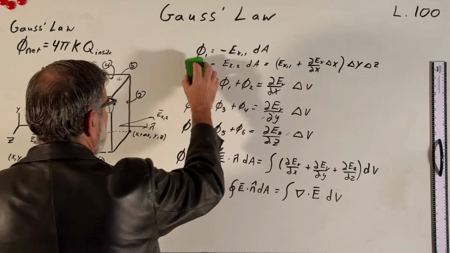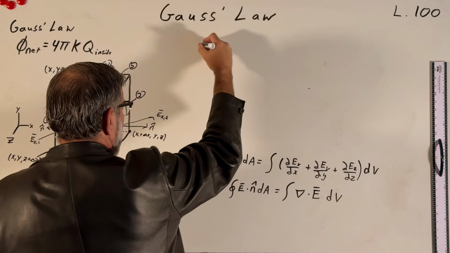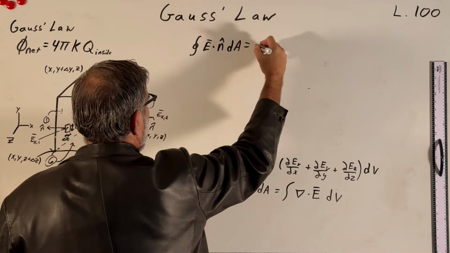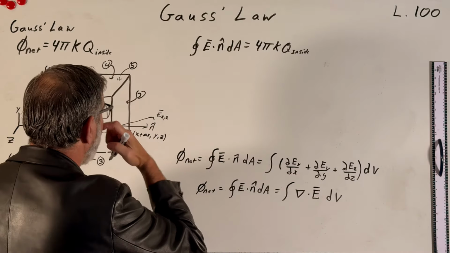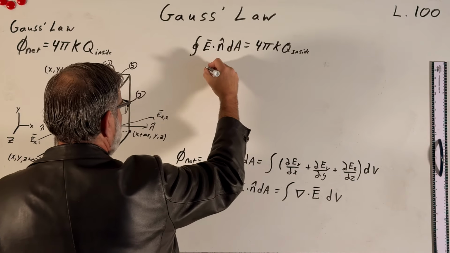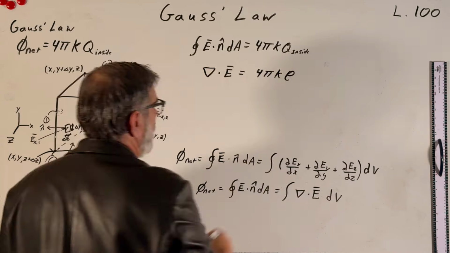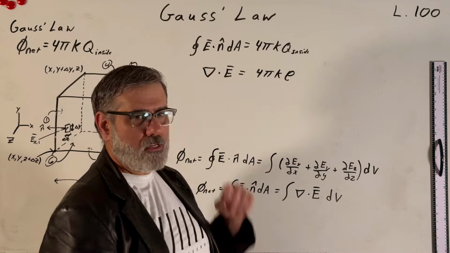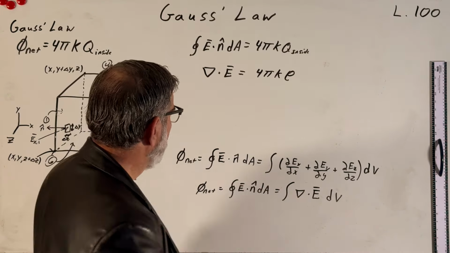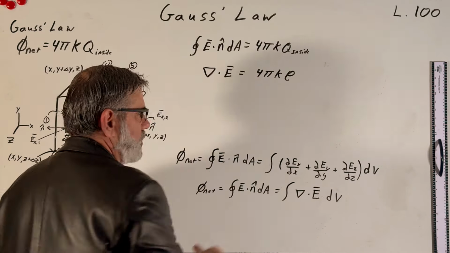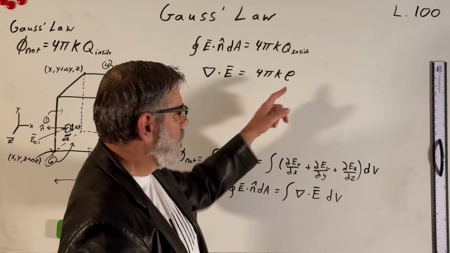So let me just make some room up here. We can write, yeah, so this is one way to write Gauss's law. Or we can write this, where this is the charge density, okay? The equivalence: here we wrote it in terms of the total charge inside. Here I've written it in terms of the charge density.